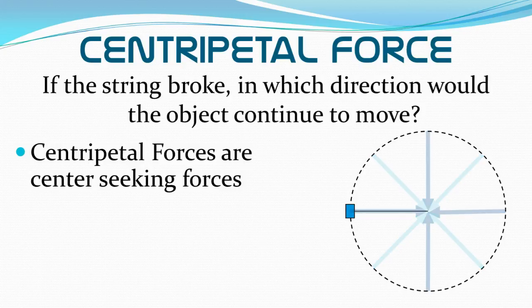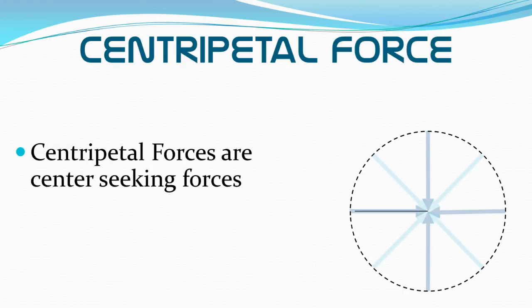If the string broke in this case, in which direction would the object continue to move? If the string were to break, there would not be enough centripetal force pulling the object inward, which means there wouldn't be enough force to keep the object moving in a circle. If the string snapped, there wouldn't be enough force, and the object would move straight.